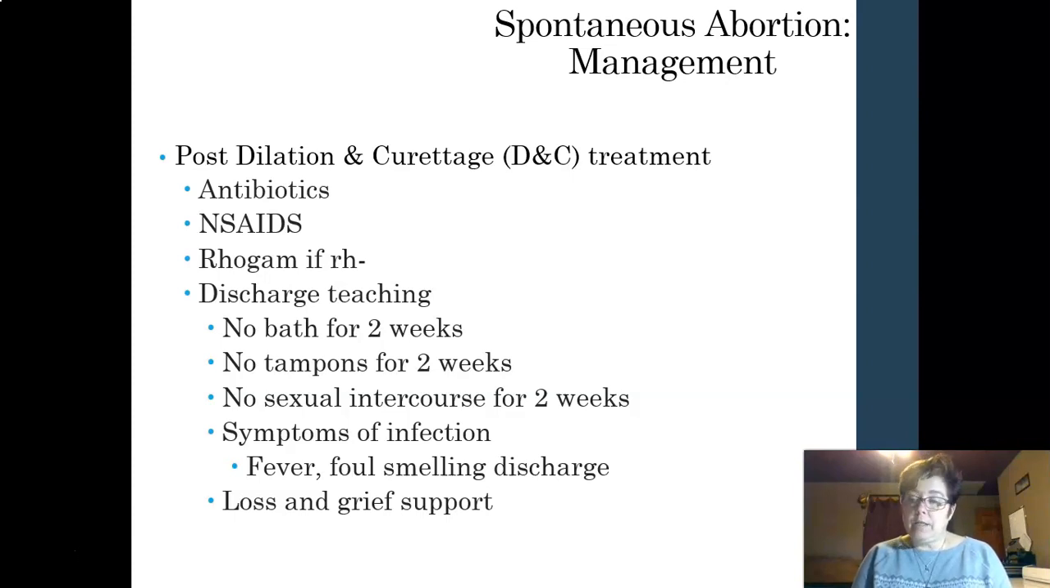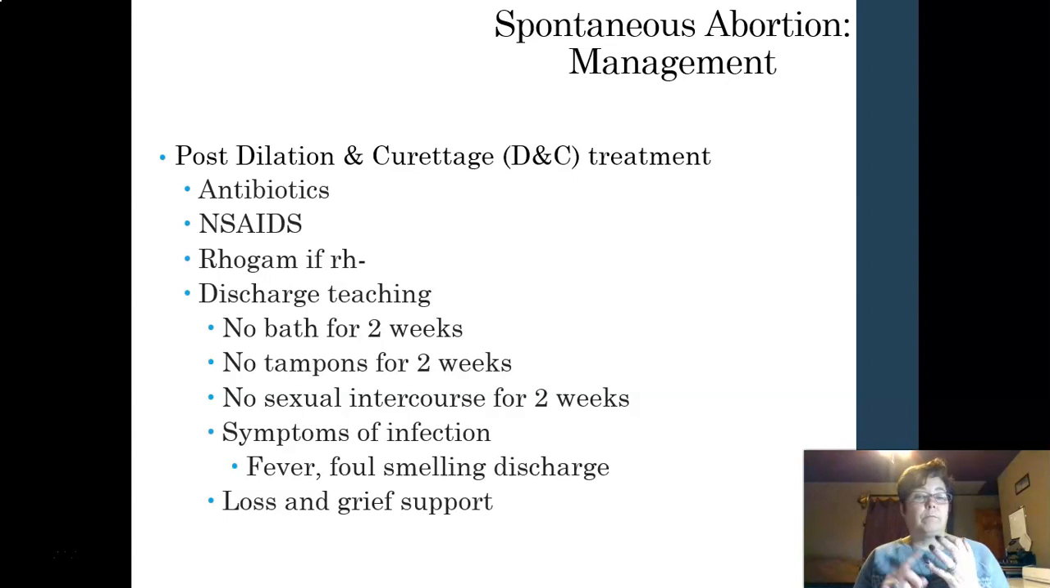If she was Rh negative, she should receive a dose of RhoGAM before she goes home. And then for 2 weeks, basically, nothing goes inside that vagina. Because in order to do the D&C and insert the instrument into the uterus, it will open up the cervix a little bit because it's a long rod type instrument. Or the cervix maybe was already open if she was having an inevitable or an incomplete. And so that opening now allows passage into the uterus, which could create an infection. So nothing in the vagina for 2 weeks.